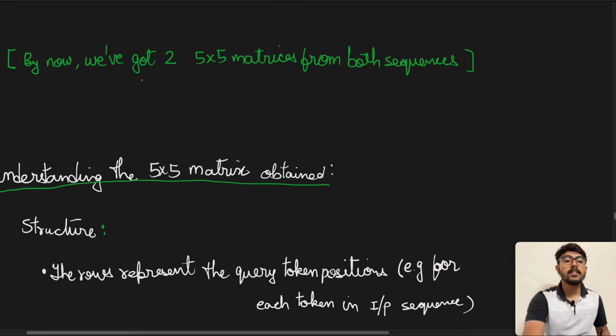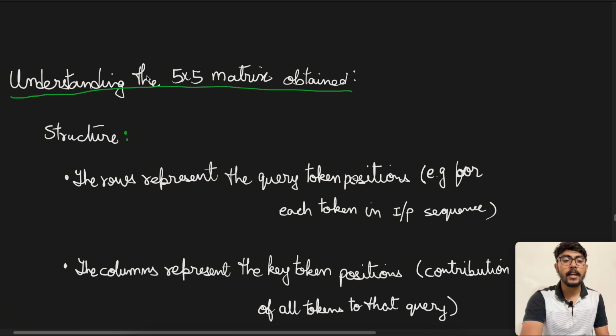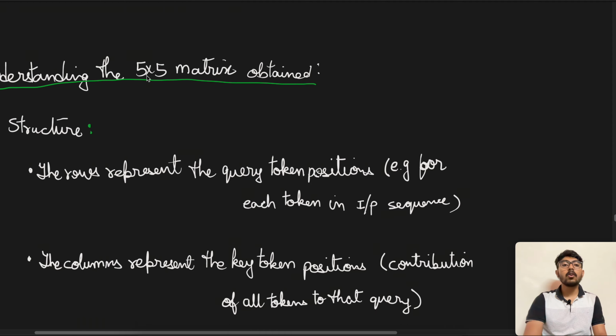So we'll understand the structure first. The rows in the 5 cross 5 matrix that we have obtained basically represent the query token positions. For each token in the input sequence, we'll have a query token in that respective position in the matrix. Next, the columns represent the key token positions.